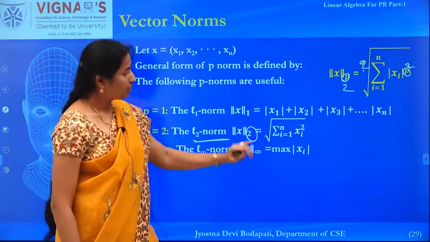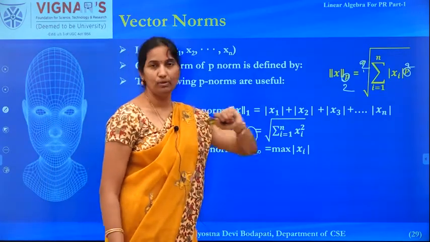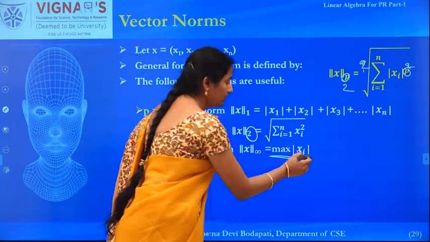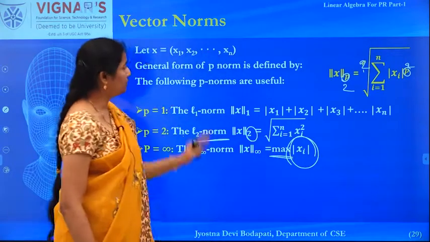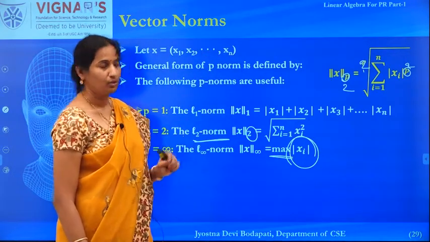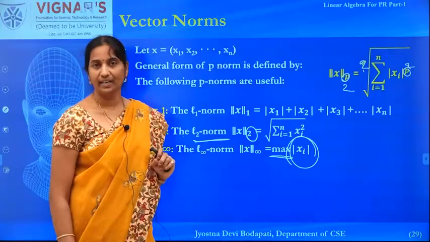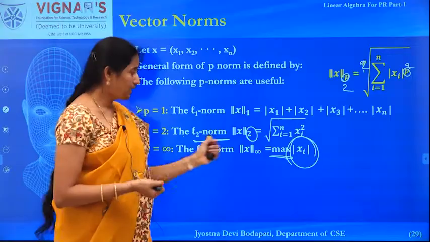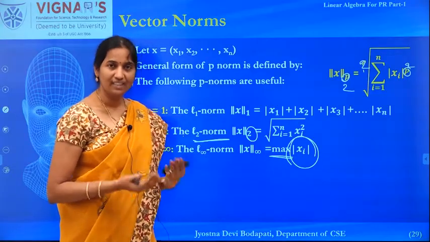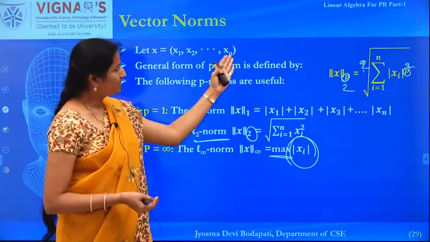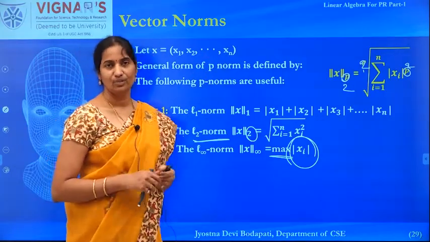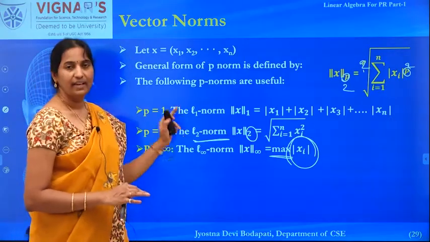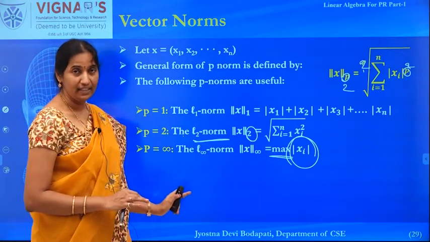In this case, we'll remove the square root and we'll remove the power also. Instead, what we do is we take the maximum value from the absolute values of the given list of elements. You just take the absolute values of every element, and whichever element is the maximum value, that gives me the L infinity norm. Without considering the sign of these elements, you just pick the maximum element. So this is how you can define the L1 norm, L2 norm and L infinity norm.